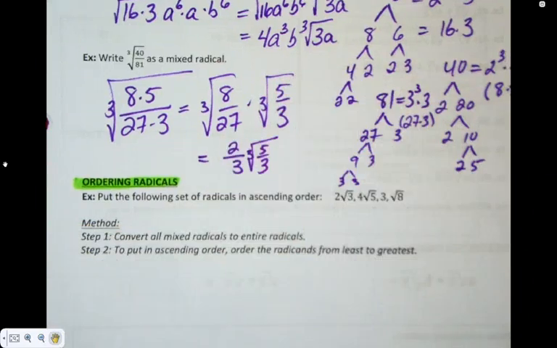They're simplifying a radical fraction. So I have 2/3 times the cube root of 5/3. Did the process change because it was a fraction? No, we still did the exact same steps. We just did it for the top and bottom separately.